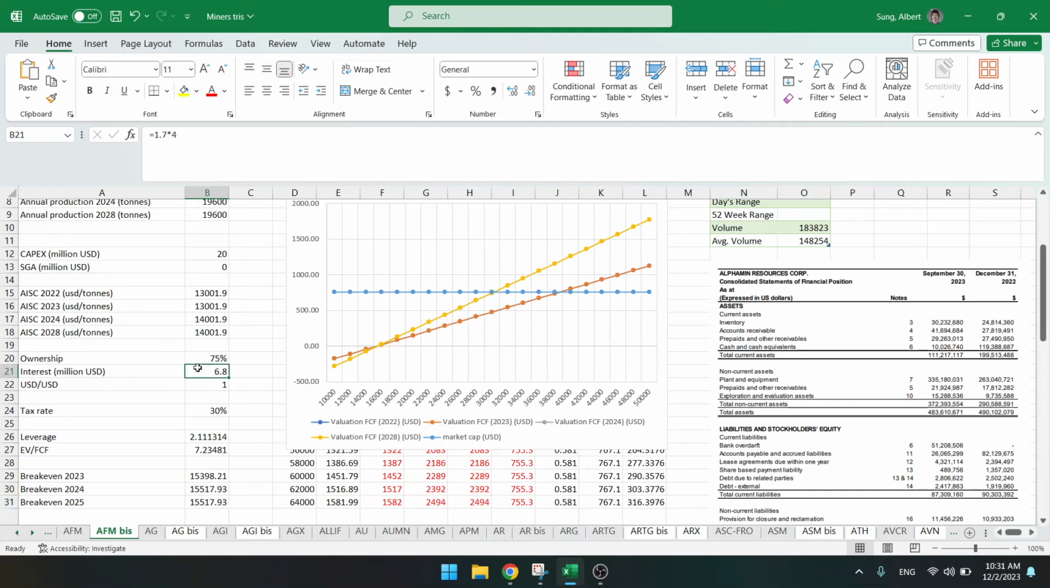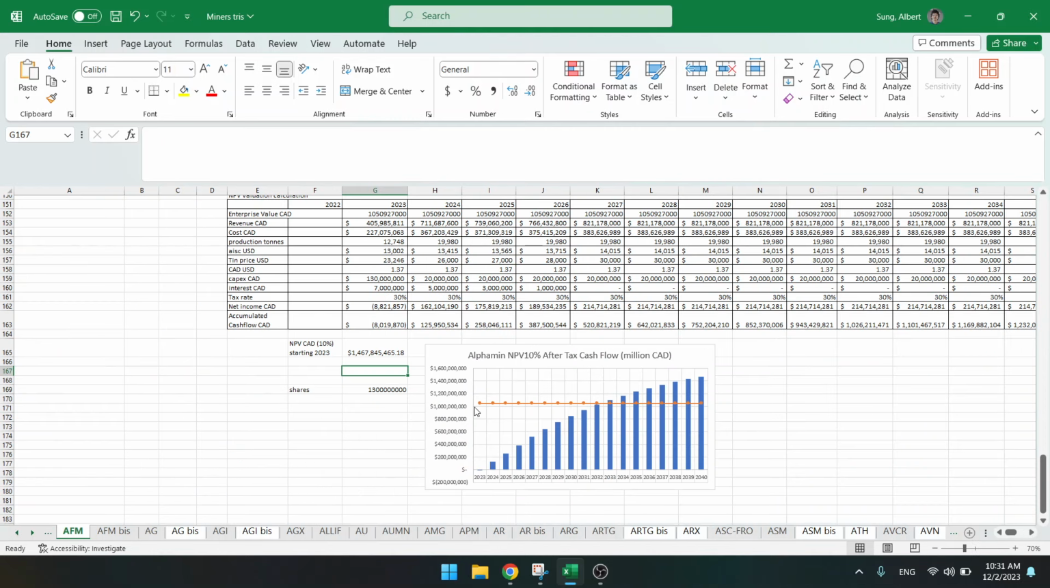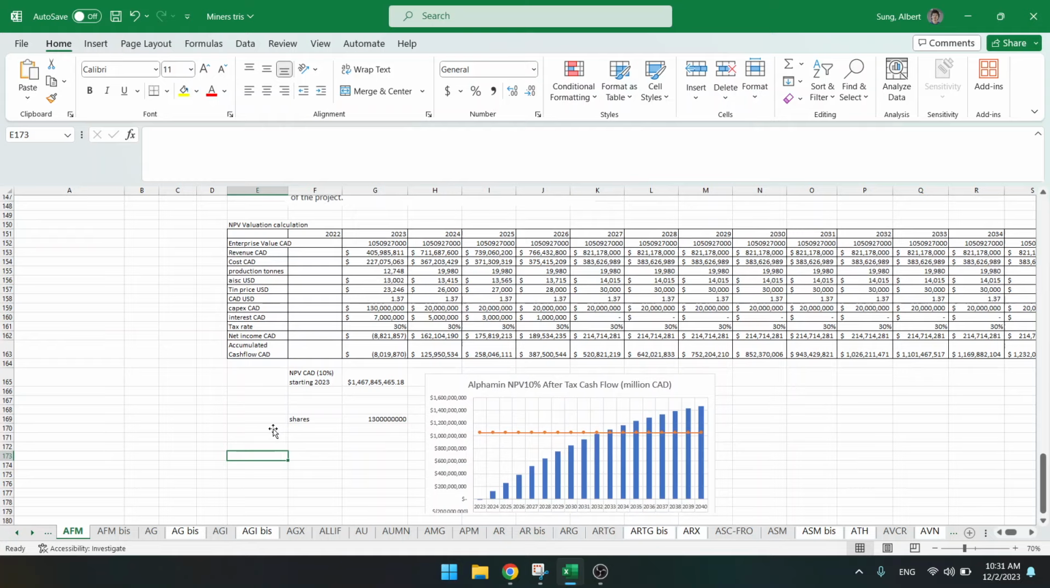I would like to buy Alphamin at 500. So somewhere here would be a very good buy at 500 million. Now it's 500 million US dollars. So in CAD, it would be somewhere 700 here. Here would be a good buy. Now it's at 1 billion CAD, which is overvalued to me. So that's the valuation.